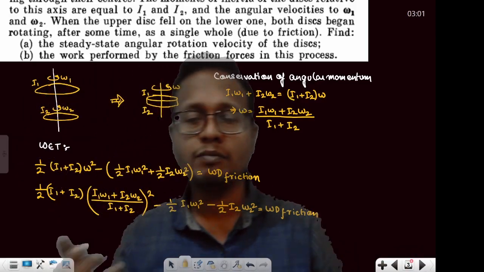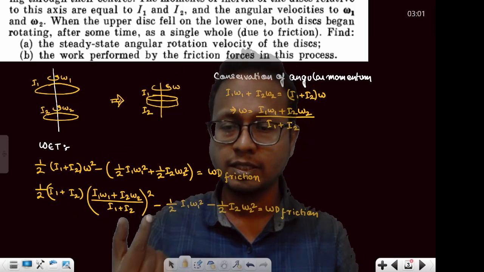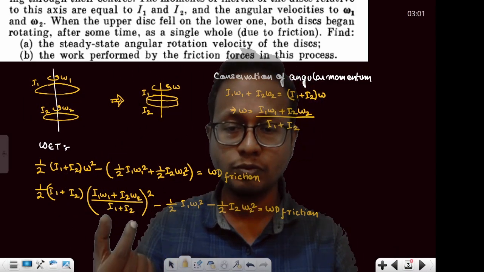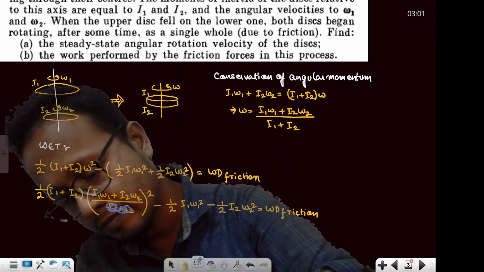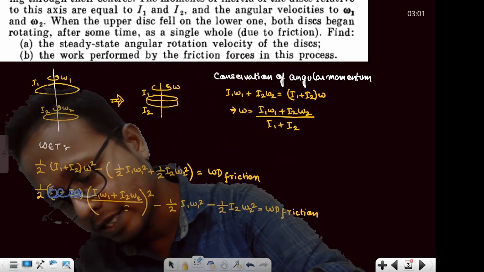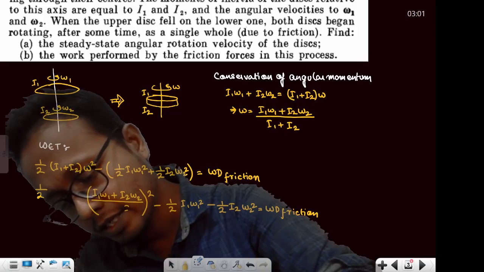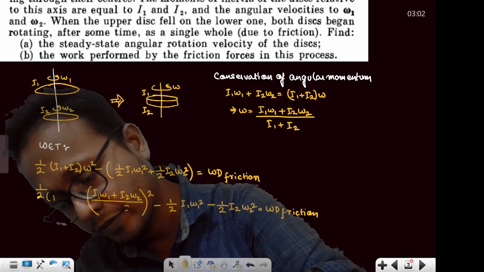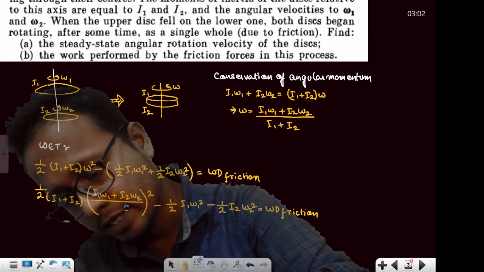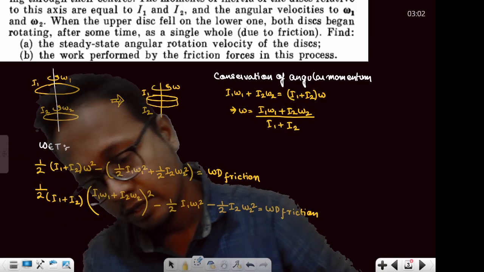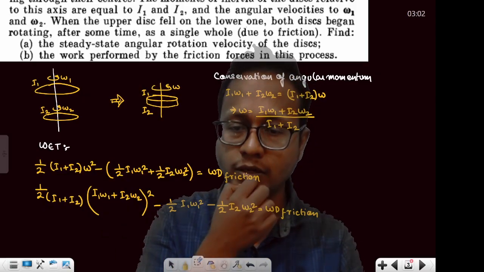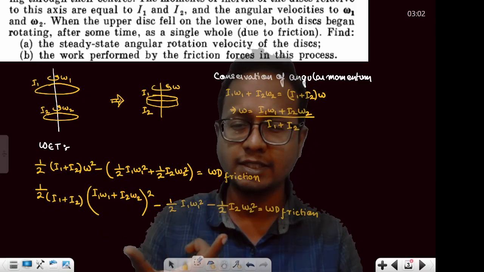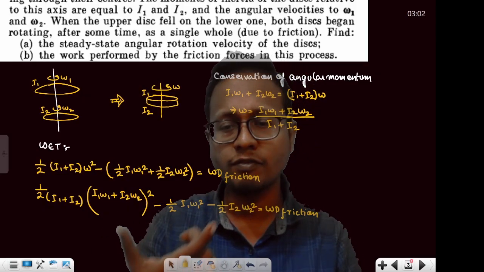Now all my focus will be on simplifying this equation. The entire denominator term will be I1 plus I2 whole square. That would get cancelled with the I1 plus I2 term, and only I1 plus I2 would remain at the denominator. Is there anything else that I can do with I1 square omega 1 square? No, so I'll leave the equation as it is. This will be our final form of the equation.